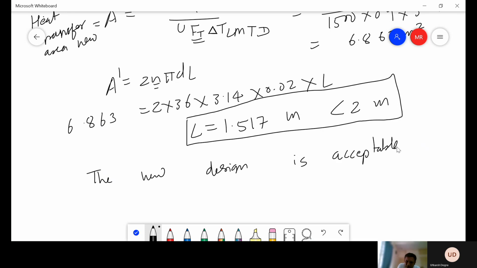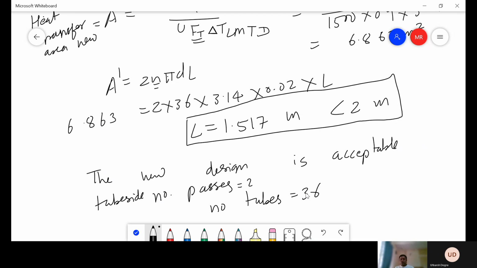So the new design being acceptable means the number of passes will be two on the tube side, and the number of tubes will be 36. This is the answer for the question.